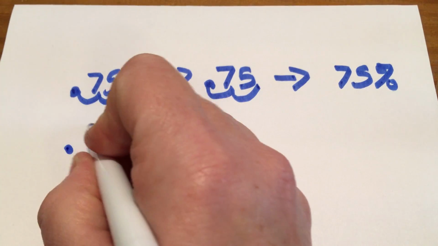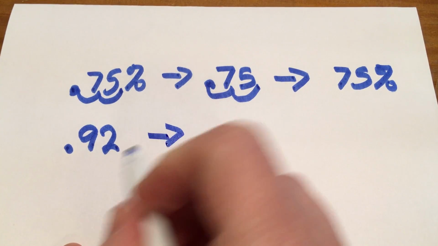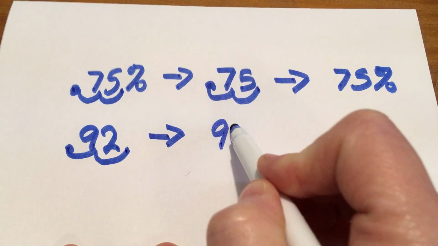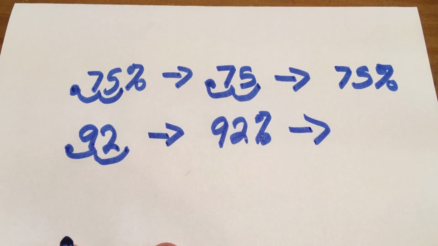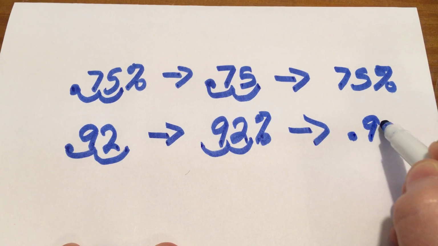Let's do another one. We have 0.92. This time I want to change it to a percent. So I'm going to move the decimal 2 to the right, which becomes 92%. Now I want to change it back to a decimal. So I move it 2 to the left, which becomes 0.92.